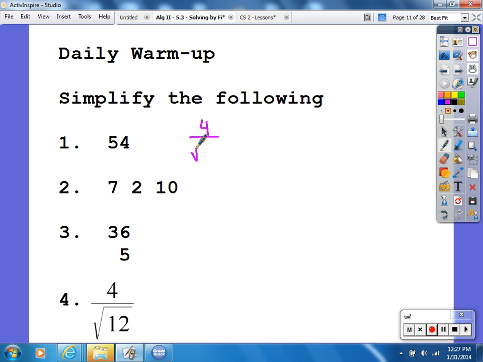4 over the square root of 12. Now, this problem you can do a couple different ways. What I like to do first is to simplify the square root of 12. What perfect square goes in there? 4. Okay. 4 over the square root of 4 times 3.